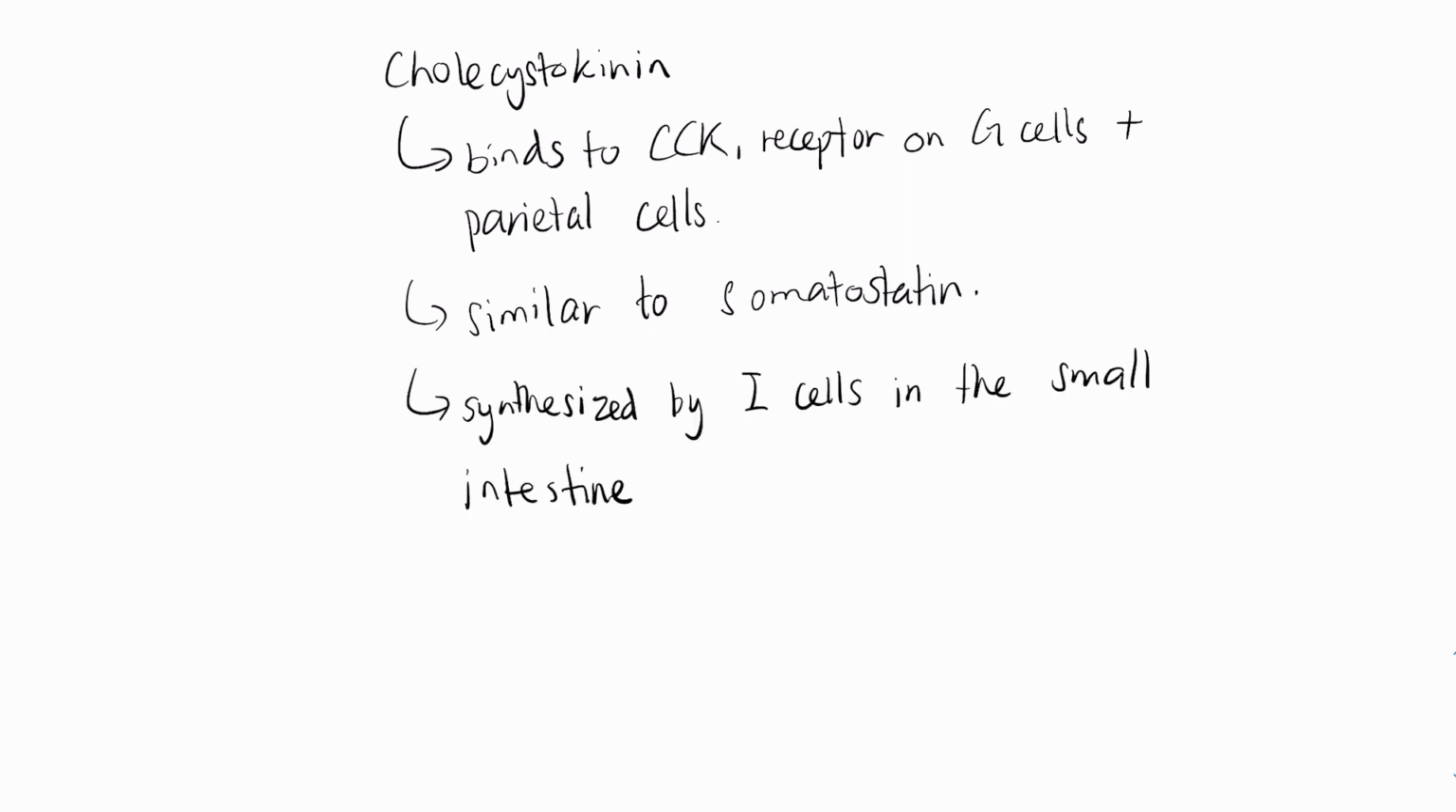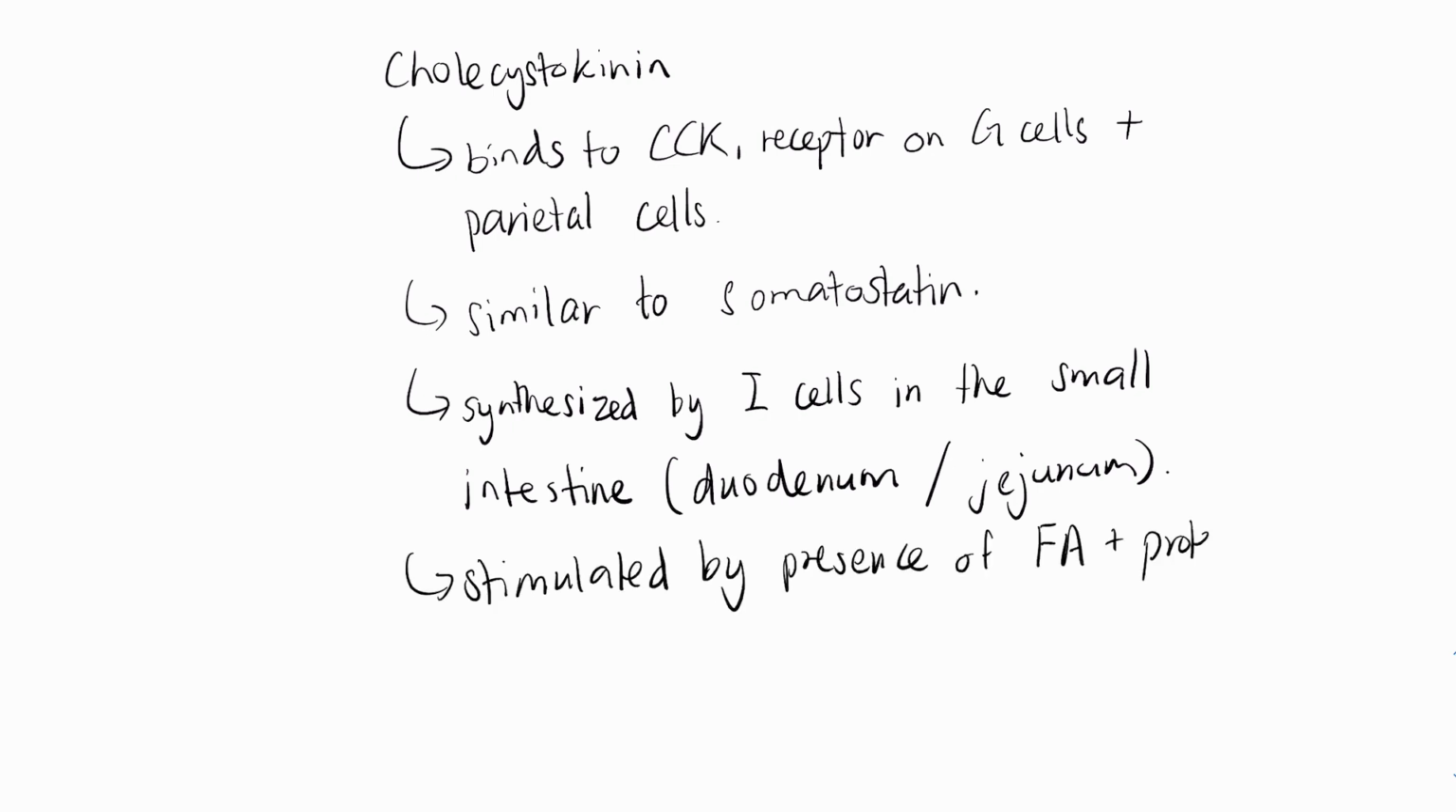Cholecystokinin is synthesized by I cells in the small intestine, as well as stimulated by the presence of fatty acid and protein entering the duodenum from the stomach.